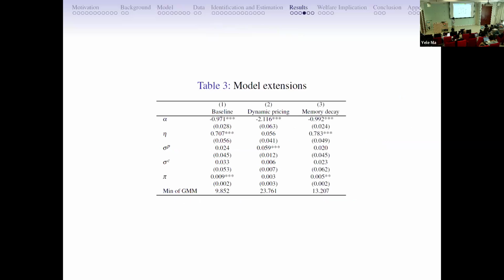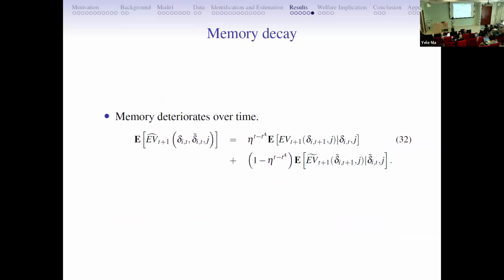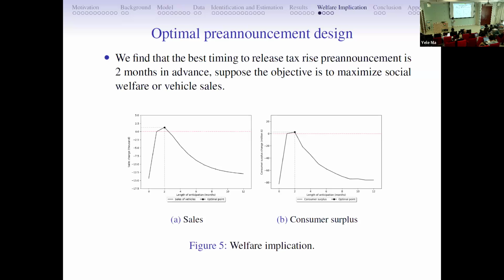And later we execute some counterfactual analysis to evaluate the policy's influence on the market. First we show that if we manipulate the time at which the government makes such announcements, the market sales and consumer surplus might vary with the manipulation. We show that 2 months in advance is the best time to release a pre-announcement.